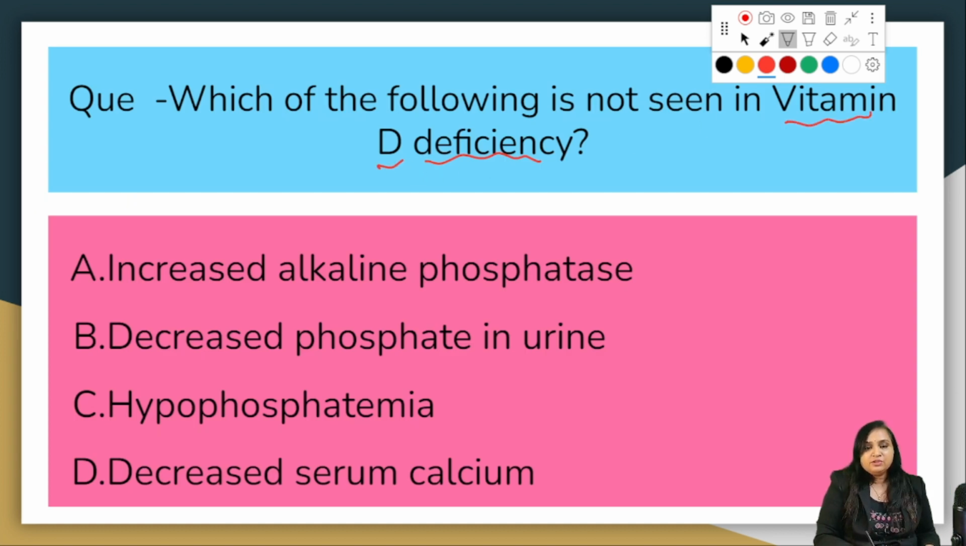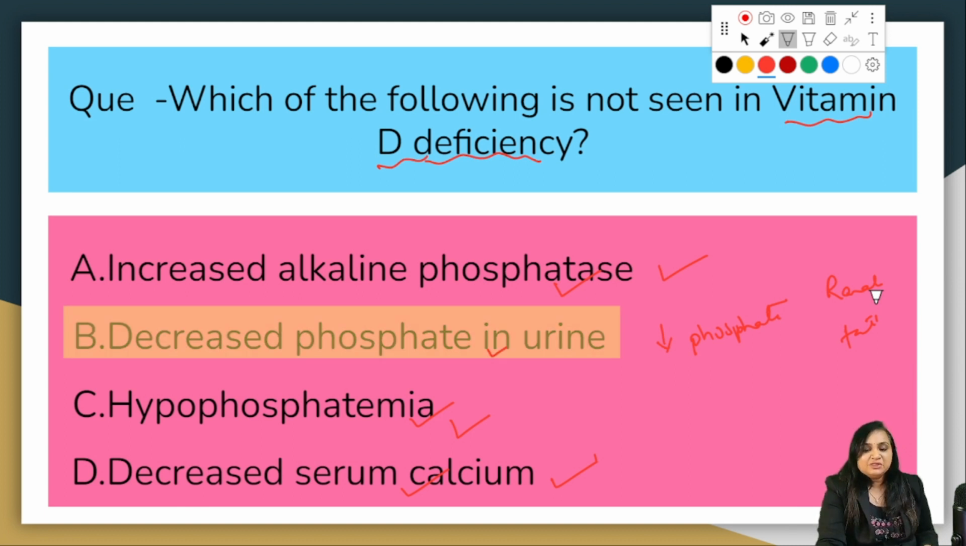In vitamin D deficiency, which of the following is not seen? Increased alkaline phosphatase, it is seen as a part of bone demineralization, right? Decreased phosphate in the urine, hypophosphatemia, or decreased serum calcium. We all know alkaline phosphatase is increased. Decreased serum calcium is seen. Hypophosphatemia is also seen, but decreased phosphate in urine is not seen. It is only seen in a patient with renal failure. So the correct answer is option B, decreased phosphate in urine.